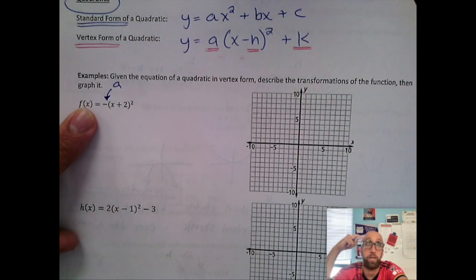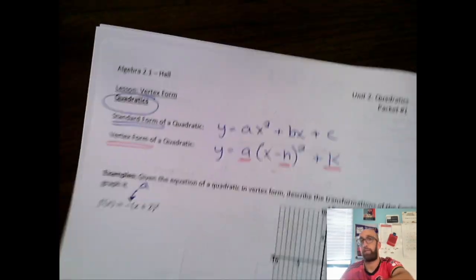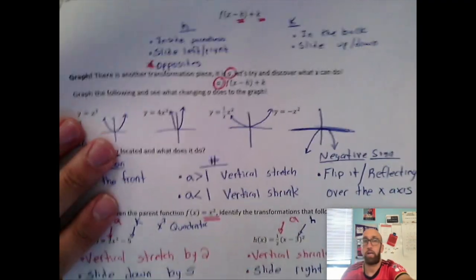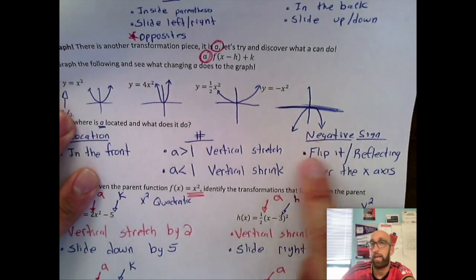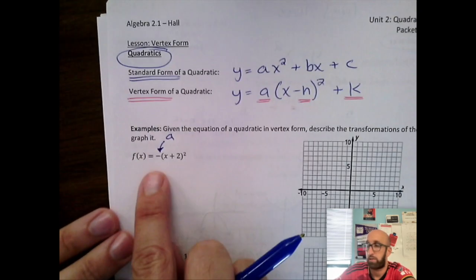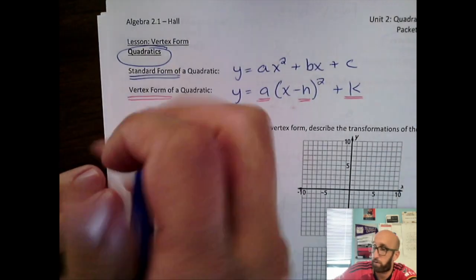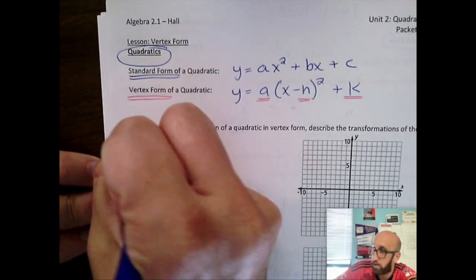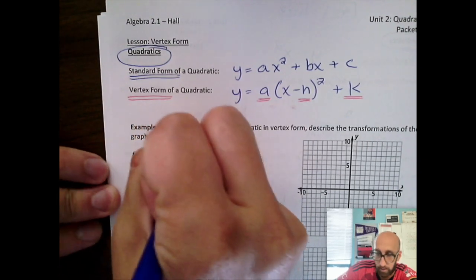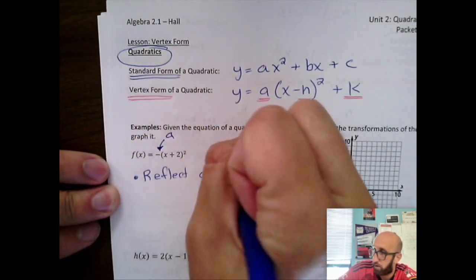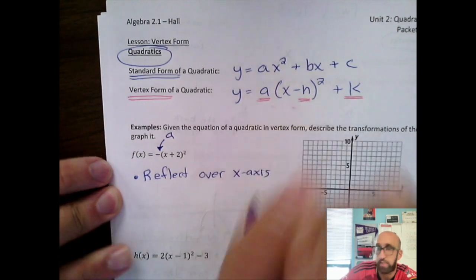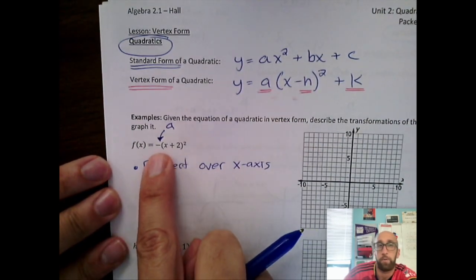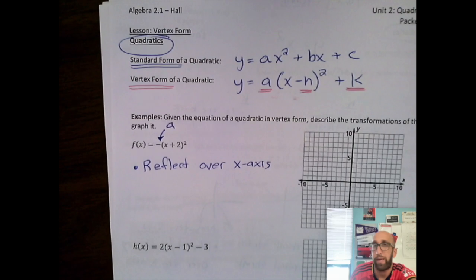We know A could be a vertical stretch, a vertical shrink, or a reflection. Now, if we look at A in our little cheat sheet on the back, if it's a negative, that's going to flip it, reflect it over the x-axis. So since I see that negative sign out front, I know we're going to reflect over the x-axis. That explains this little negative piece in front.